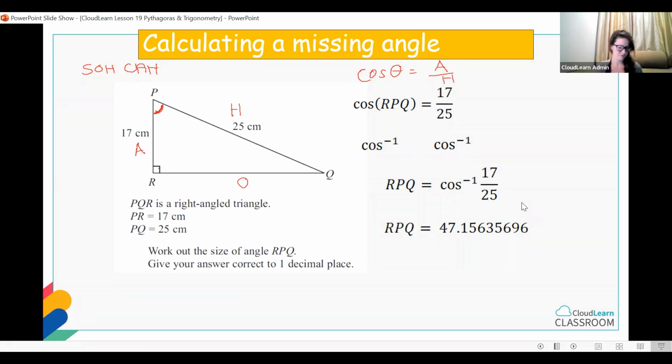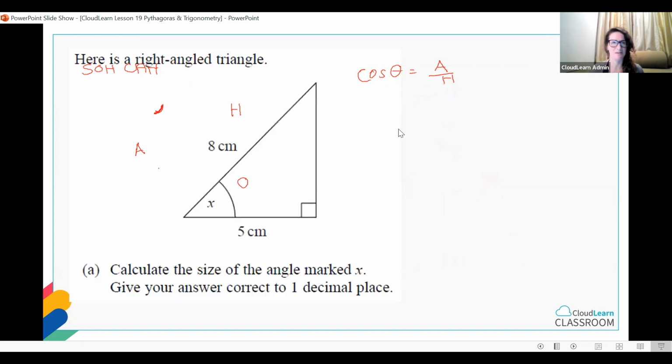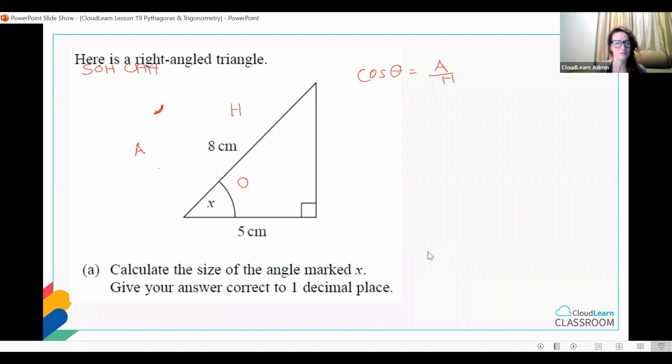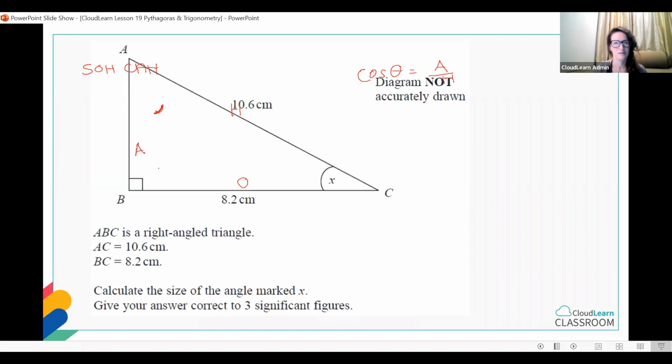Putting that into your calculator, you should get 47.1563 and so on. Rounding that to one decimal place is going to give us 47.2 degrees. Okay, so hopefully you're starting to see how these work. I'm not going to do loads more problems. I think we've done a few now.